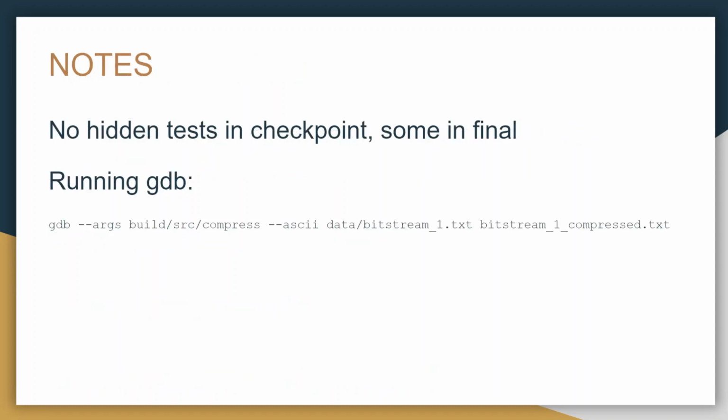So notes, there are no hidden test cases for the checkpoint, but there are some in the final. This is described in the write-up, but I'm just making you aware of it. And then running GDB, this is how you would run it. It's described on Piazza as well. I know some people were running into issues trying to use GDB.